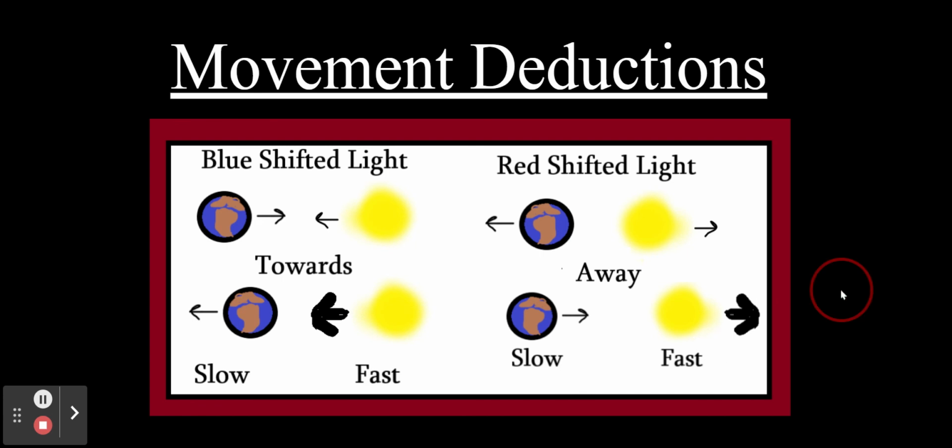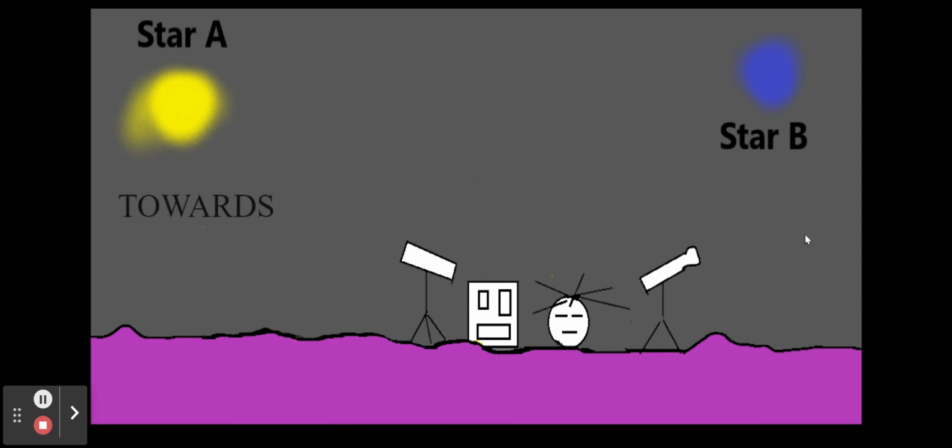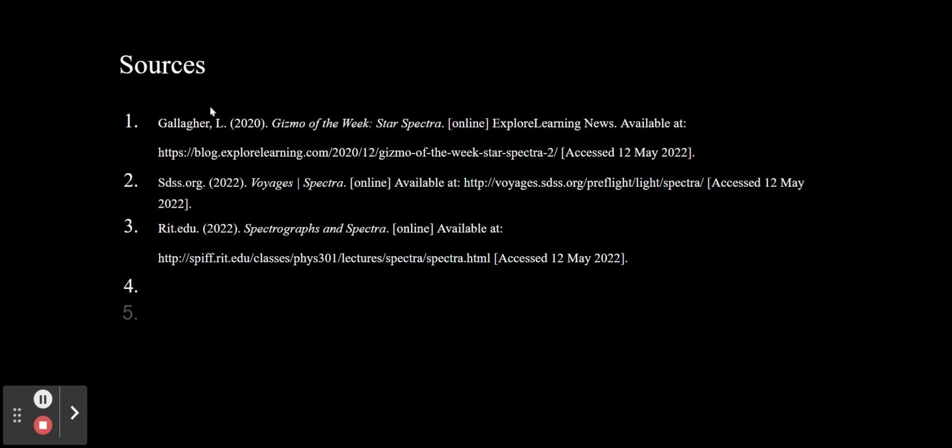All right. So, going back to the original question, which way were they going? Well, one was moving towards and one was moving away based upon their light, like I showed you. Here are our sources. These two were images, and this one was a third image.